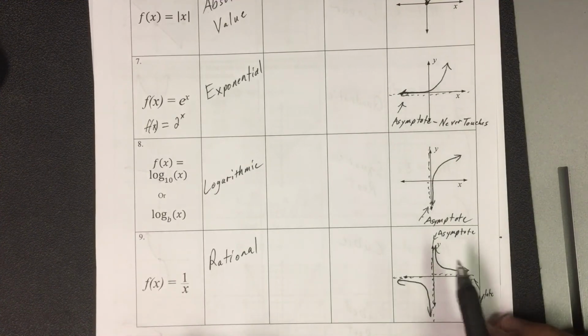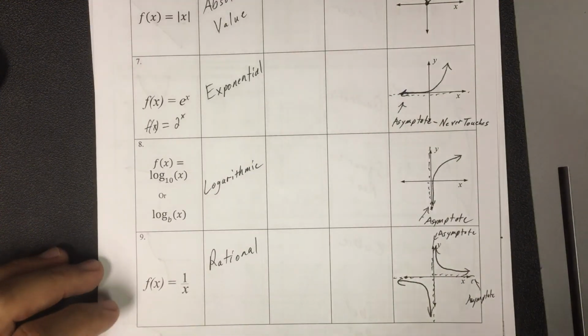Okay? So those are the names and the graphs. Make sure we write those down.